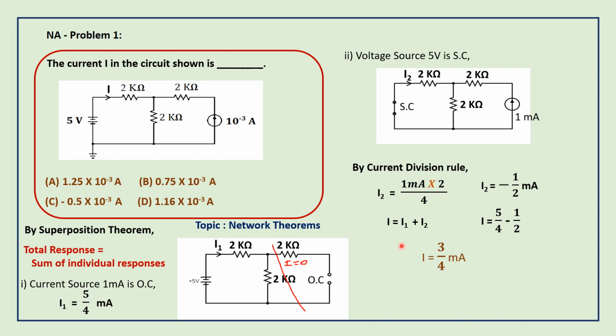So we have found out the total response of the circuit. Total response I equals 3 by 4 milliamps. 3 by 4 is nothing but 0.75, so 0.75 into 10 power minus 3 amps. So option B is the correct one. I equals 0.75 into 10 power minus 3 amps. So by using the superposition theorem, we have found out the response current in the circuit.